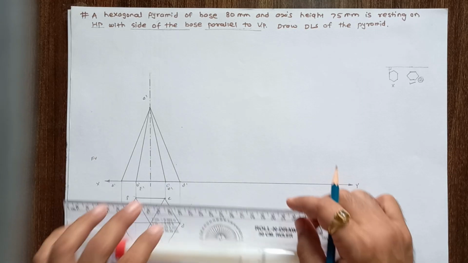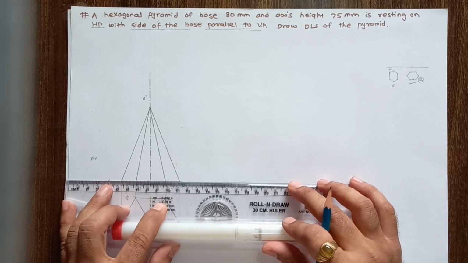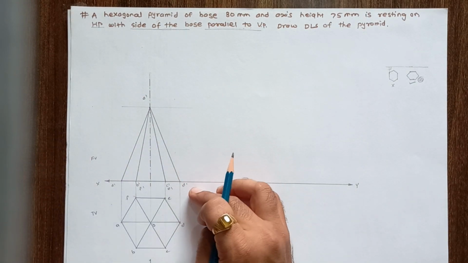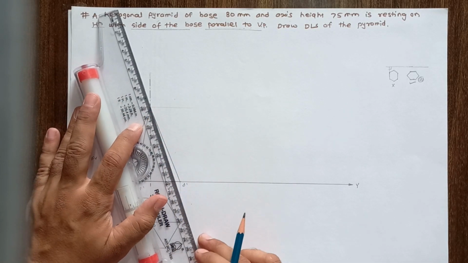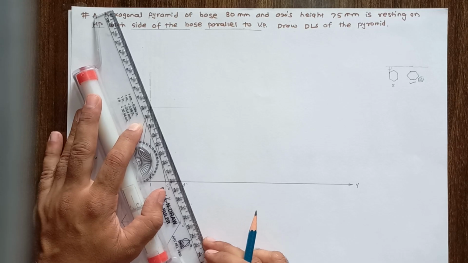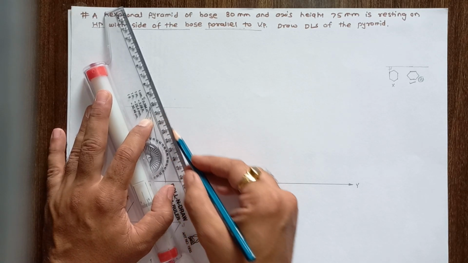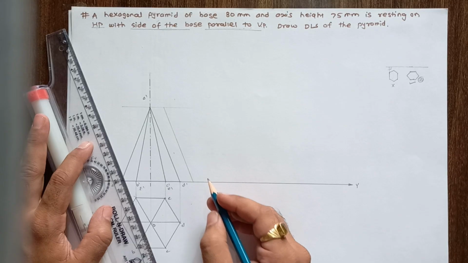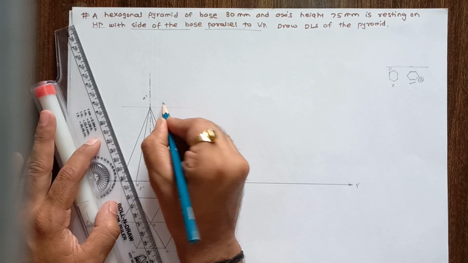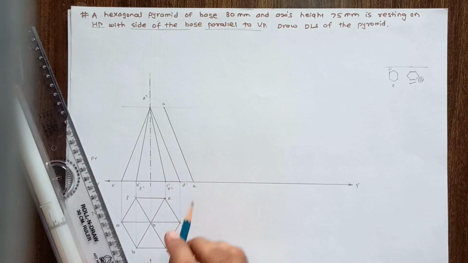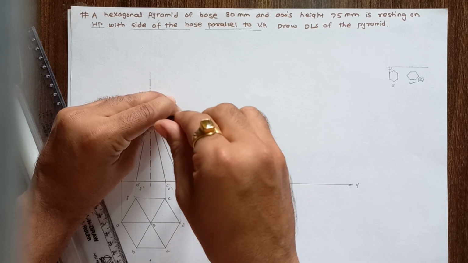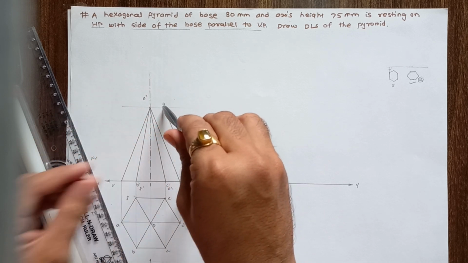Now for development, draw a thin line passing through O dash. This line is parallel to the XY. Now adjust a ruler along the inclined edge of this pyramid and draw a line parallel to O dash, D dash. This is O, this is A. Now take a compass and take this O to A distance in a compass. This is the radius distance, and mark an arc.